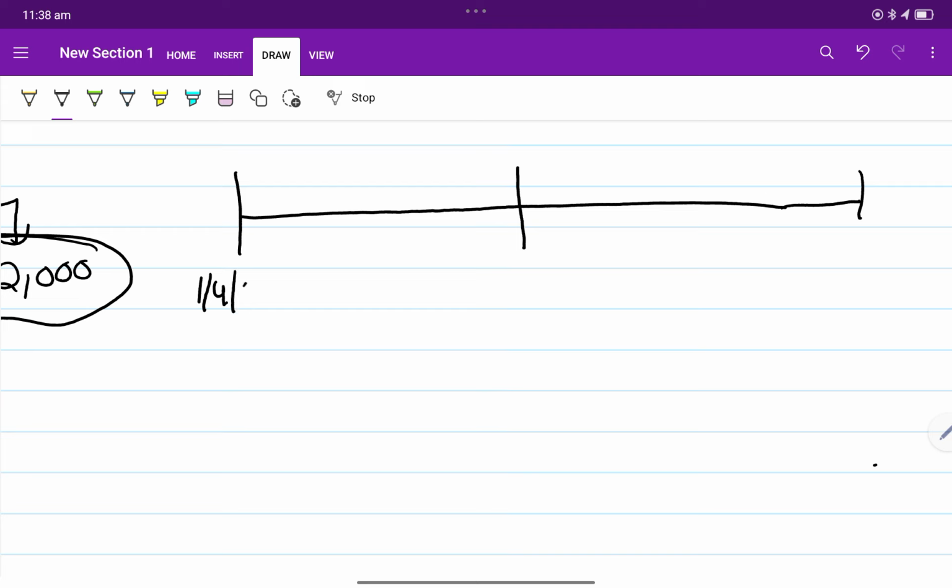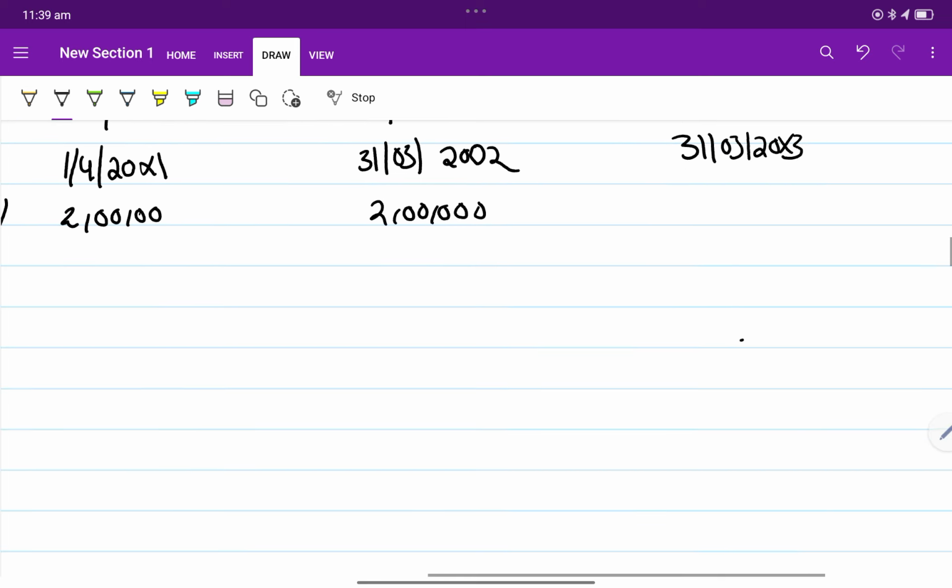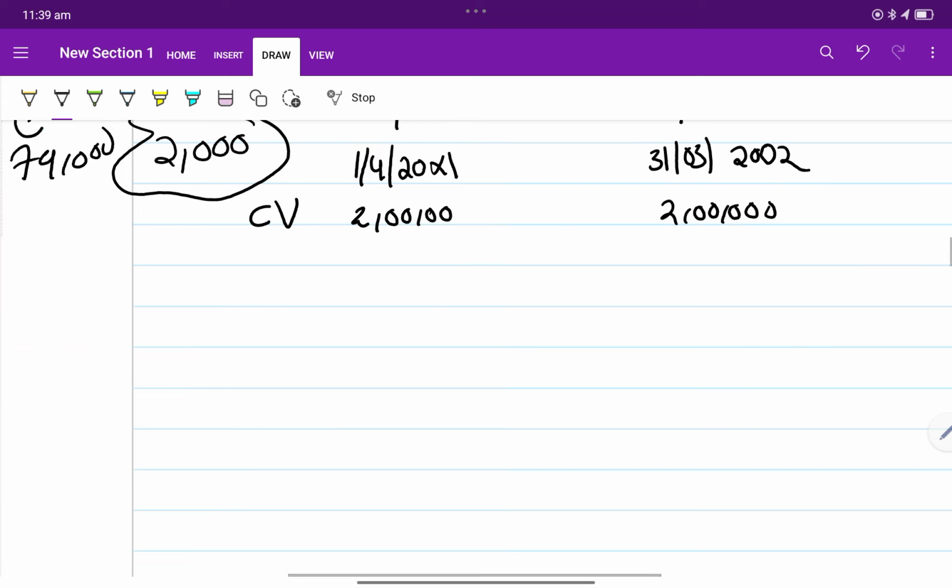1/4, next 31st 03, next 31st 03. What is the contract value? They said in the question 2 lakh rupees. The second year also the same, no change. And the third year also the same. So what is the cost incurred?